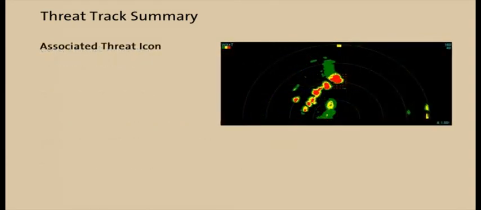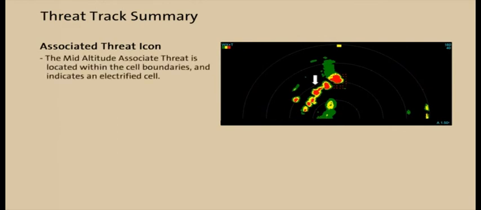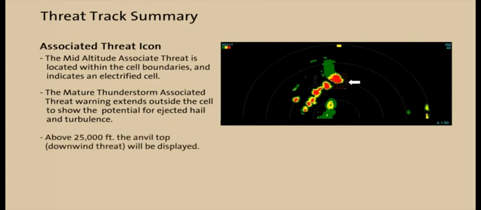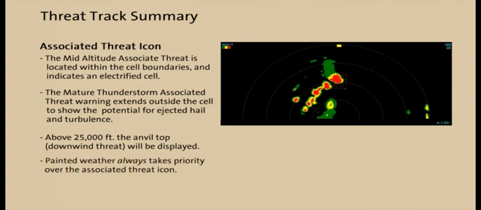The red speckled associated threat icon is displayed in three different ways. Mid-altitude electrified cells have red speckles contained within the cell boundaries. For mature thunderstorms, the red speckles are extended outside the cell to show the potential for turbulence and hail outside the cell boundaries. And finally, above 25,000 feet, upper-level winds are used to predict the anvil top. So this icon will turn and align with the wind direction and extend downwind based on the wind velocity. It is important to remember that Multi-Scan ThreatTrack's associated threat is an inferred threat. Therefore, painted weather should always take priority for avoidance decision-making.